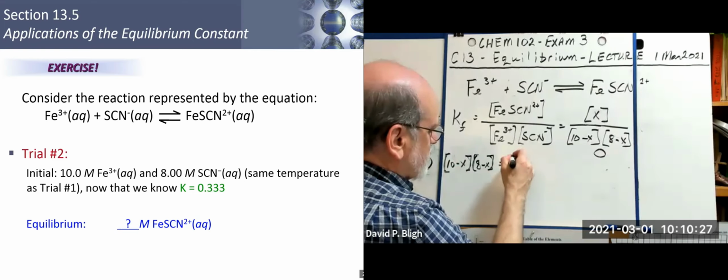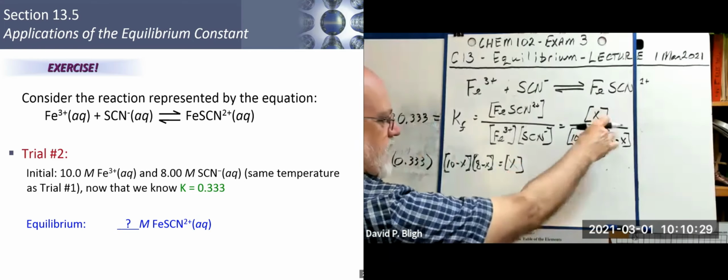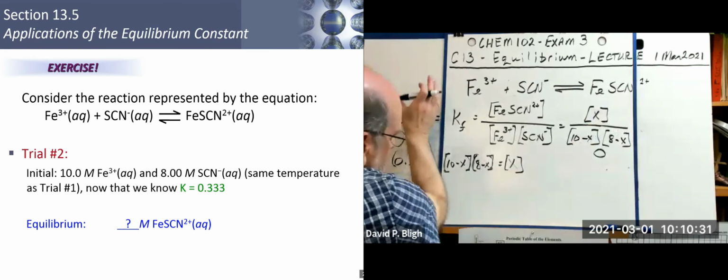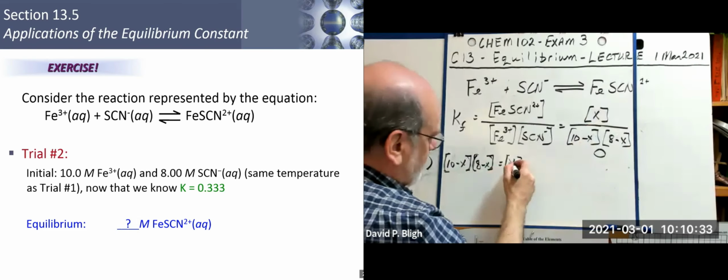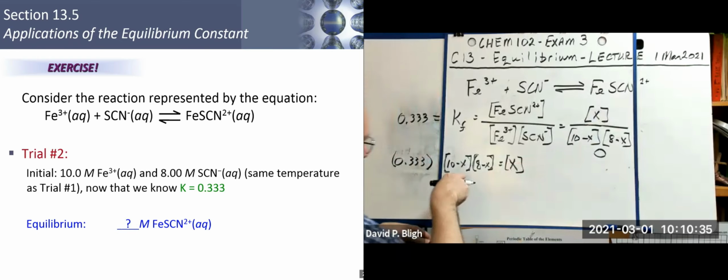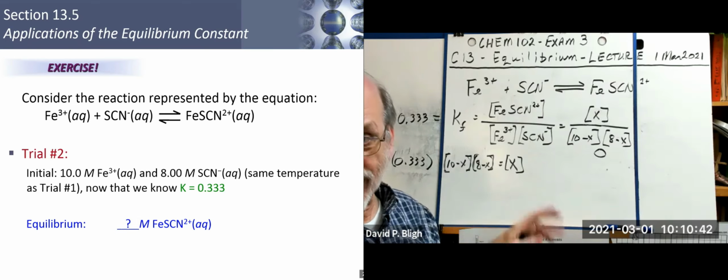And then x stays on that side, like that. So I took these two, put them over here, like that. Now we need to resolve these terms. Okay? So how do you expand a quadratic?